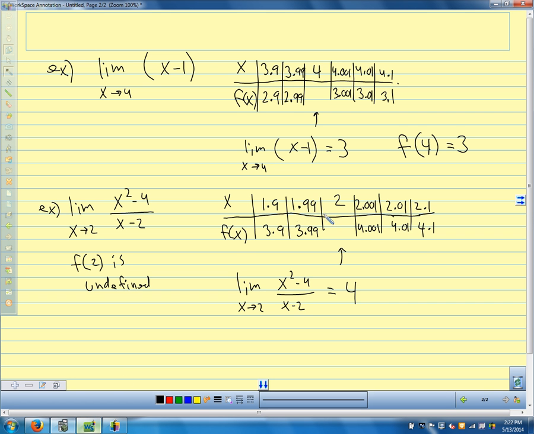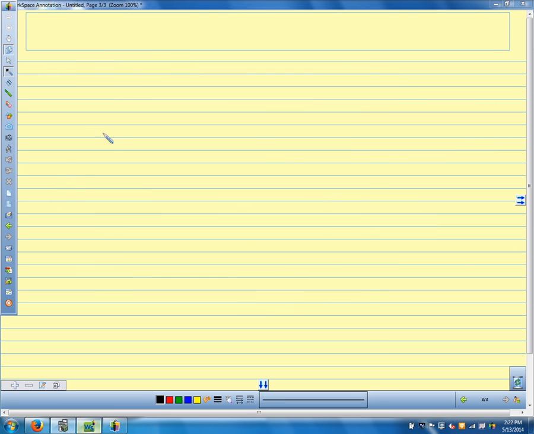So we can write out a table. We can use a table in our calculator, and we're interested in what our function is getting close to. All right, let's use a graph this time to find out what our limit is.